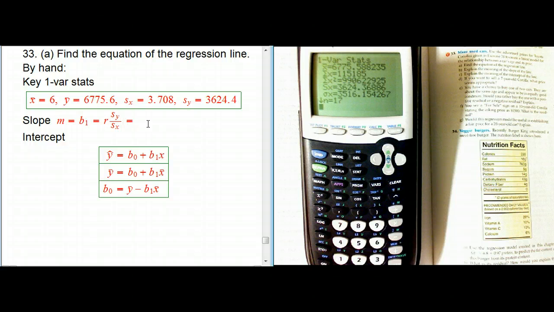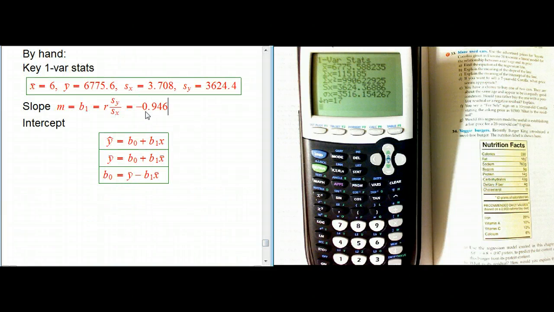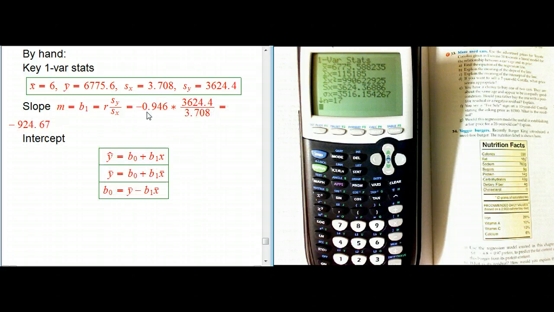We already had the r from the previous problem, minus 0.946. I'll just copy and paste that, times, let me copy and paste this because it'll look better. And I'm just going to plug this in, 3624.4 over 3.708. And we get minus 924.67.